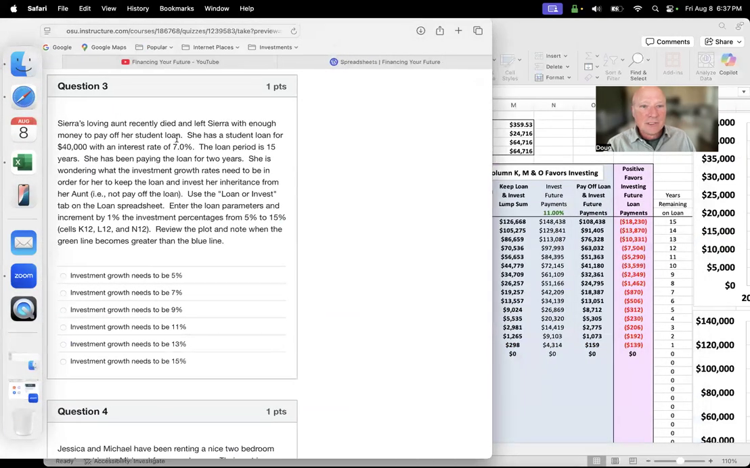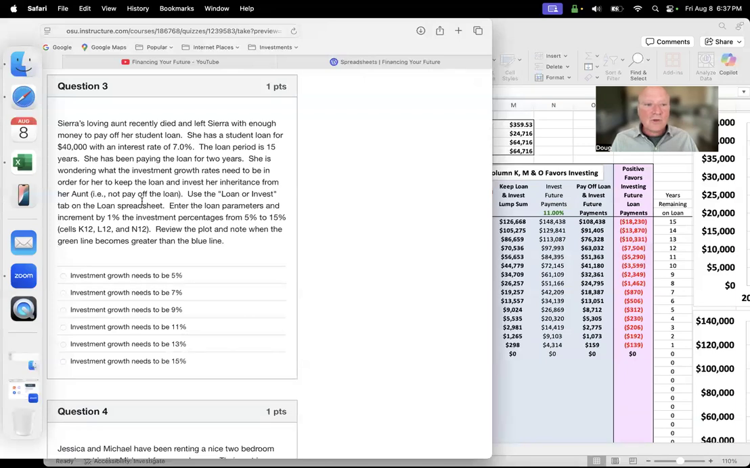Sierra's loving aunt recently died and left her with enough money to pay off her student loan. She has a student loan for $40,000 and an interest rate of 7%. The loan period is 15 years, and she graduated a couple years ago, so she's been paying on that loan for 2 years. She's wondering what the investment growth rates need to be in order to keep the loan and invest her inheritance from her aunt. In other words, she's not going to pay off the loan.